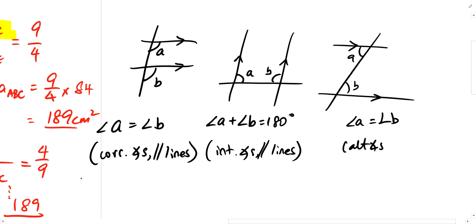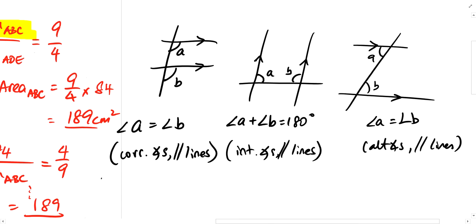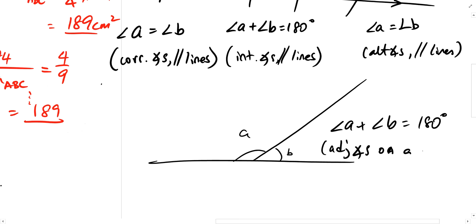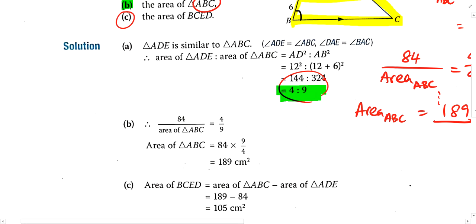Alternate angles, parallel lines. Okay. So what letters do you see? F, U, Z. Yeah, these are the ones that can help you remember. What adjacent? You mean adjacent angles on a straight line? Angle A plus angle B equals 180 degrees. Adjacent angles on a straight line. Okay, I don't want to go more into this already. All this should have been very familiar to you.